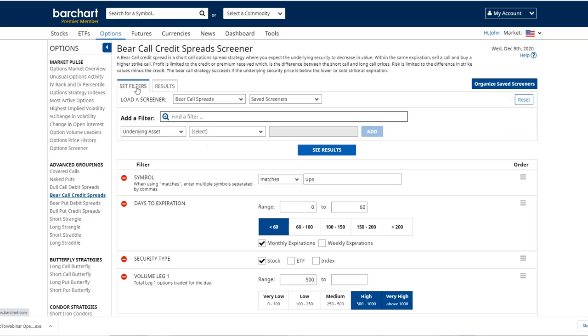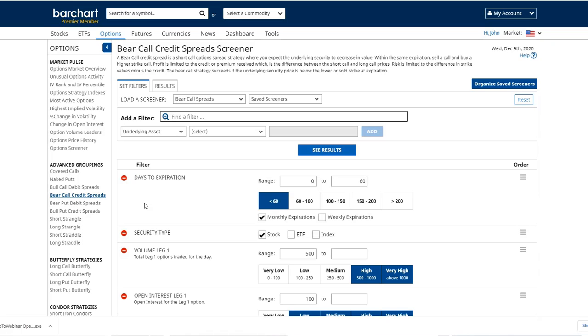The other thing that we can do to our filter to help us narrow down some candidates is, we talked about days to expiration. Notice that our default here is 60 days or less. We said that inside of 30 days, we do see greater theta, right? So we could change that to 30.